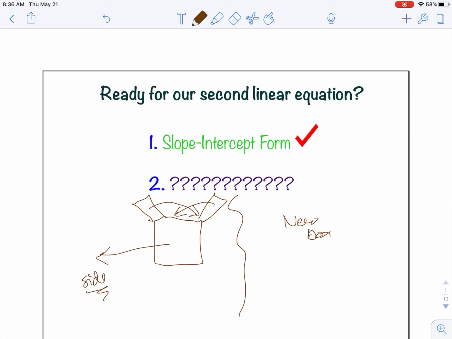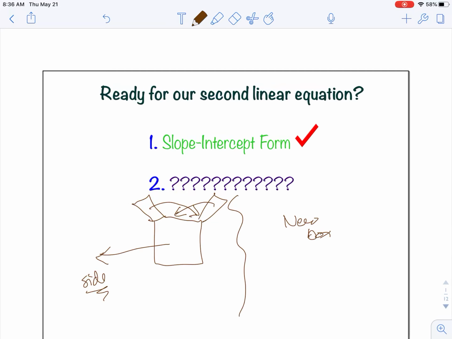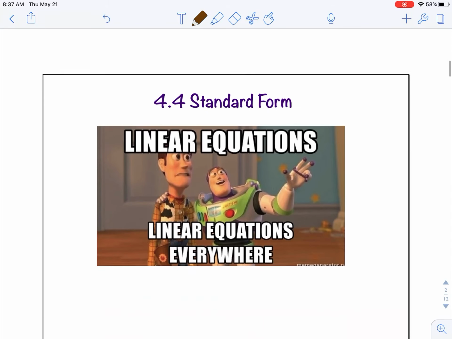So I need you, for the moment, to close off what you know about slope-intercept form and open up a new box. Open up your, believe it or not, that's your brain. Open up your brain and say, I'm ready for this new information because these two don't overlap except for in one small way. So I need you guys ready for that. Today we're going to be talking about standard form, okay? Standard form is our second linear equation.